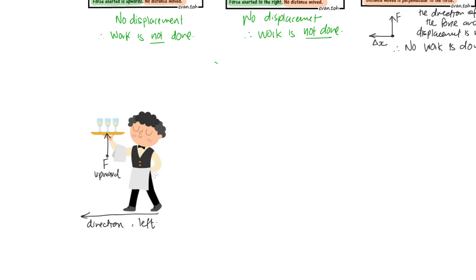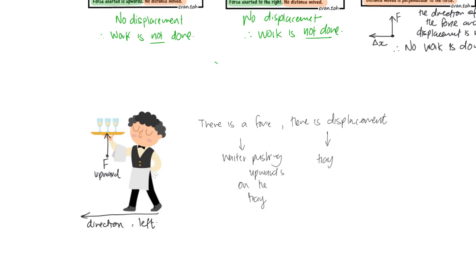Now what we can see, like in the situation with the backpack, is that there is a force. Also, there is displacement. Automatically, our brain says then work is being done. Problem is, the force is the waiter pushing upwards, and the displacement is the tray, so upwards on the tray. And the tray is moving horizontally.